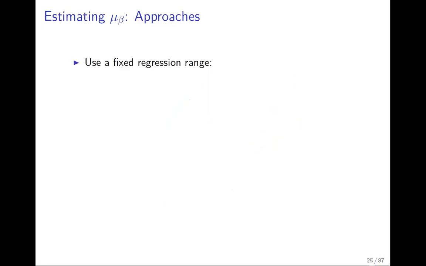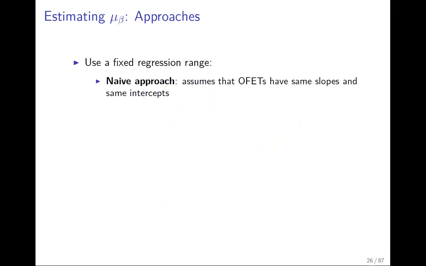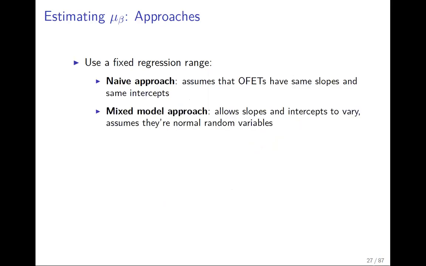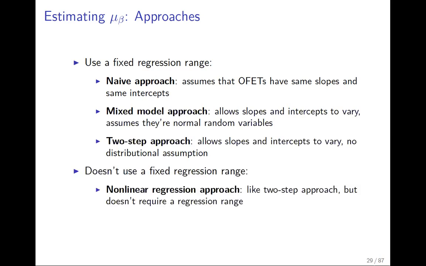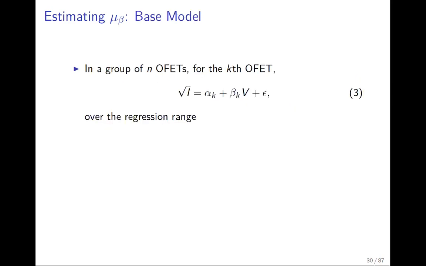The first 3 use a fixed regression range. The naive approach assumes that OFETs have the same slopes and the same intercepts. The mixed model approach allows slopes and intercepts to vary and assumes that they're normally distributed. The two-step approach allows slopes and intercepts to vary, but doesn't make any assumptions about how they're distributed. The fourth approach, the nonlinear regression approach, is similar to the two-step approach, but doesn't require a fixed regression range. The fixed regression range approaches can be derived from this space model.